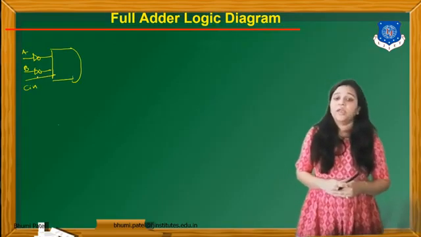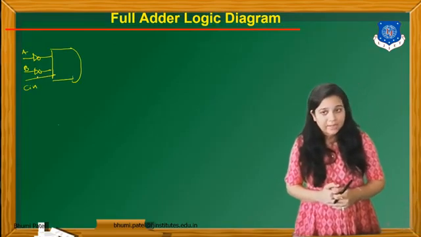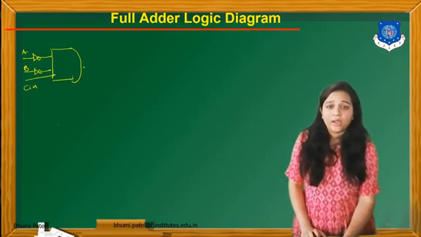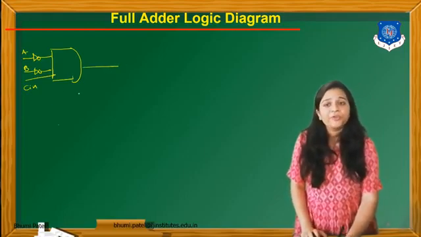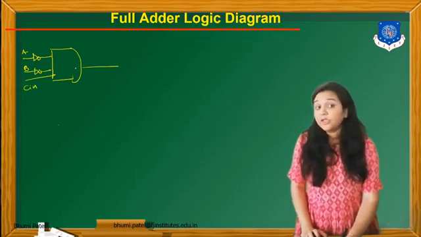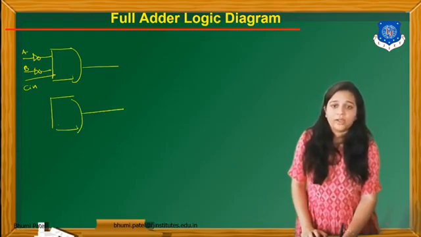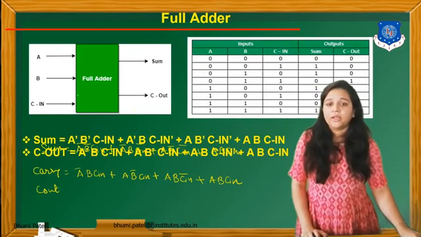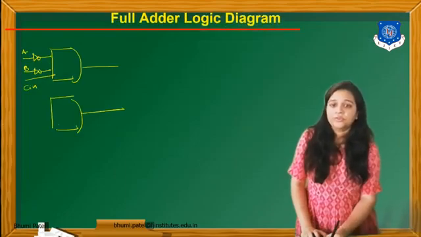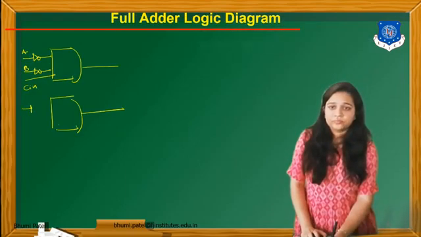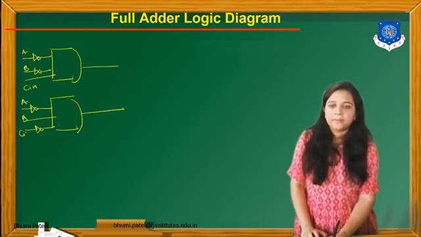Okay, the same thing we have to draw for the carry diagram. Okay, so this is my full adder logic diagram using the Boolean expression and using the basic logic gates. So the second one is an AND gate, and what is the input of the AND gate? A bar B C in bar. So A bar, B and C in bar.